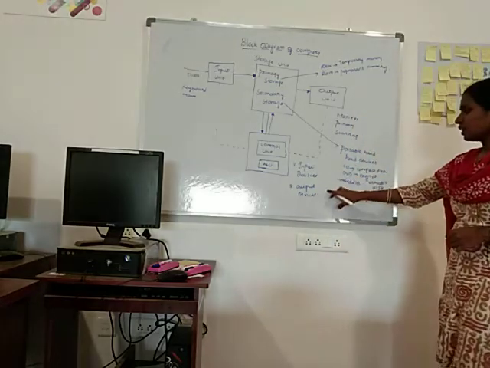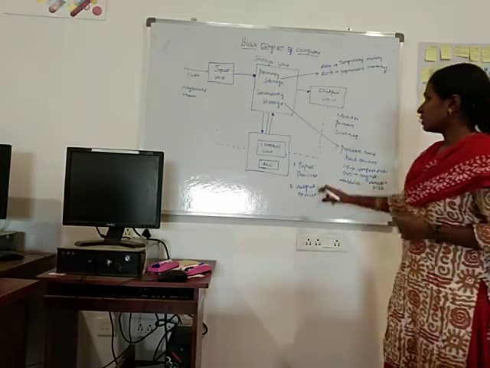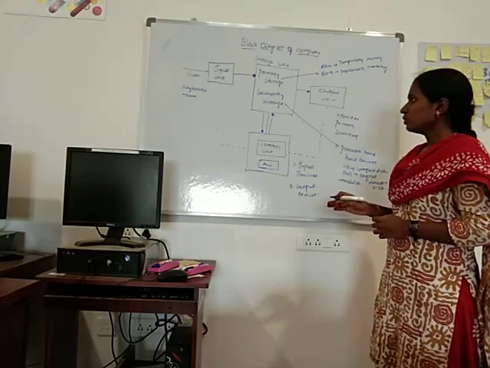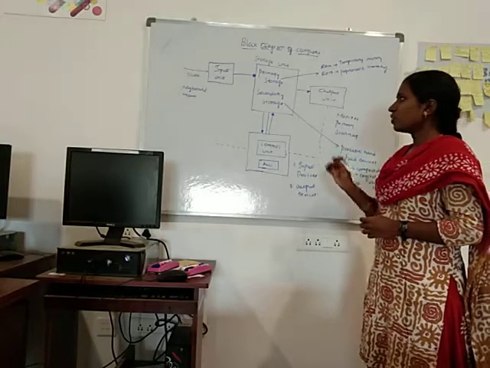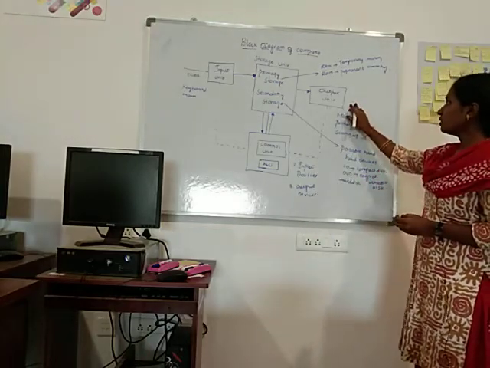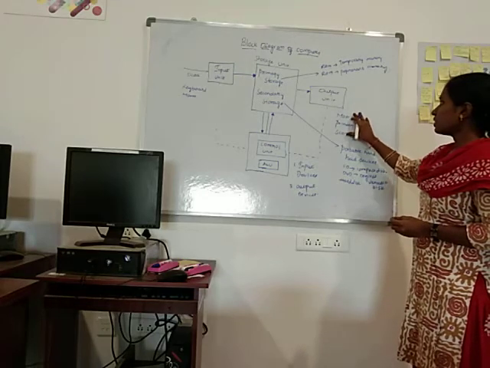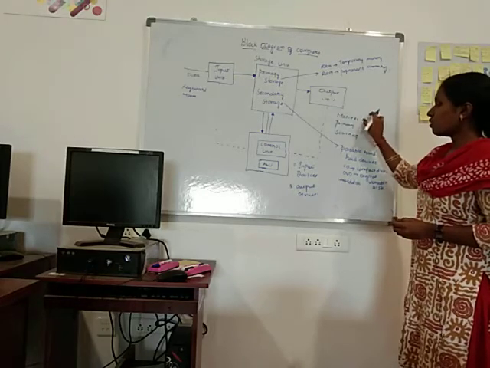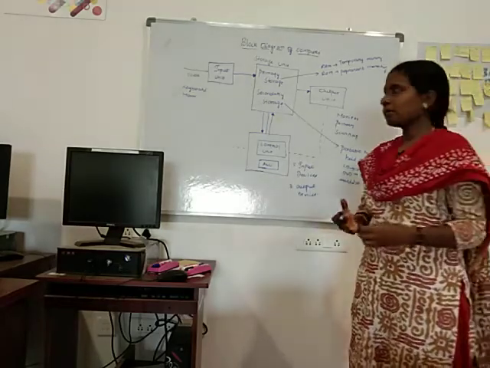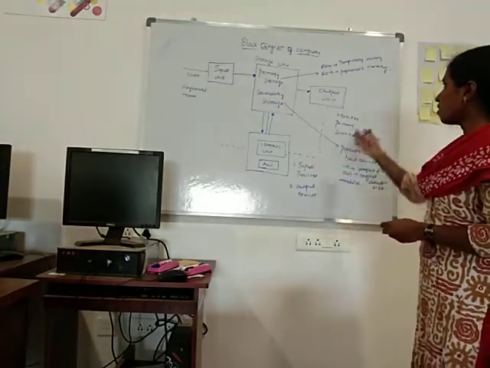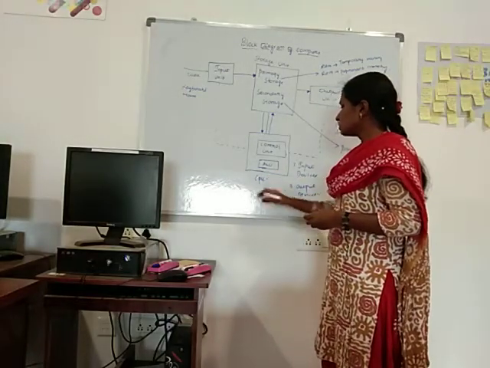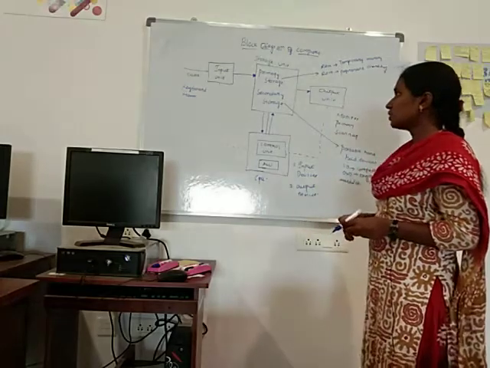Input devices and output devices. Input devices means whatever data we are giving to the computer, those devices we are calling input devices, and the devices from which we get the result, we are calling output devices. So the block diagram of the computer consists of three main parts: input devices, output devices and CPU. CPU stands for central processing unit.